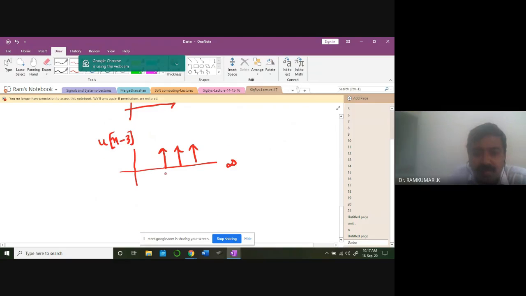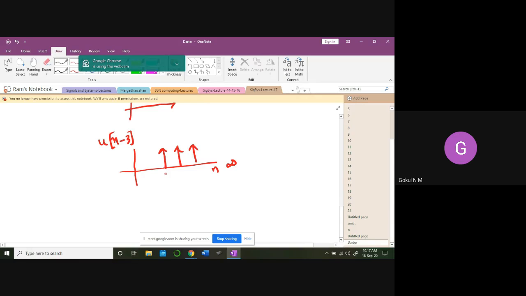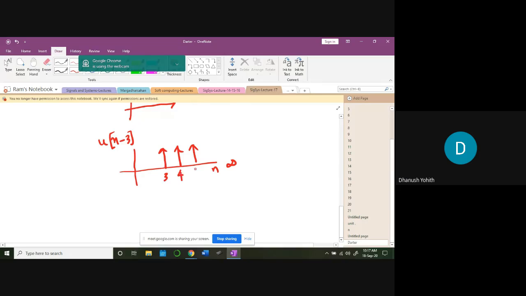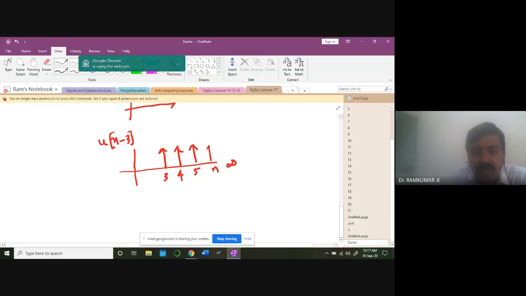What is this number? Can somebody tell me? What is the index n for the first sample? It's going to be 3. Yes, 3, then 4. That's all you have to understand. It goes on till infinity, and the value will be equal to 1.